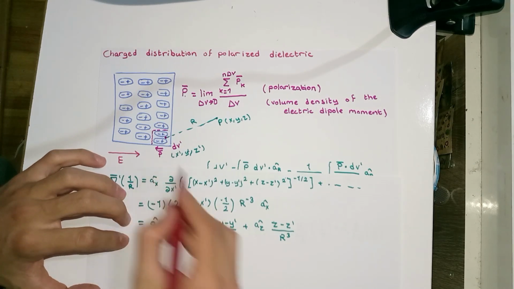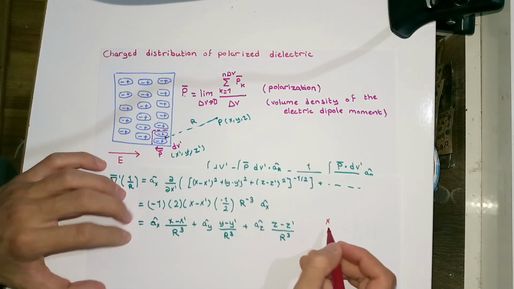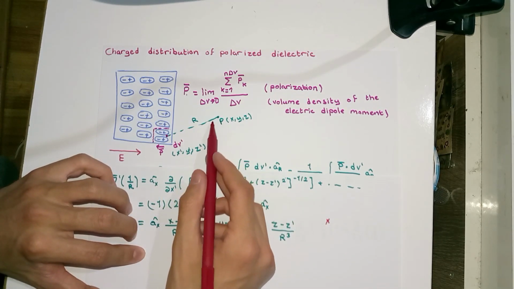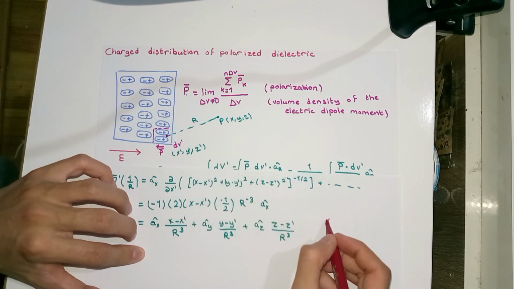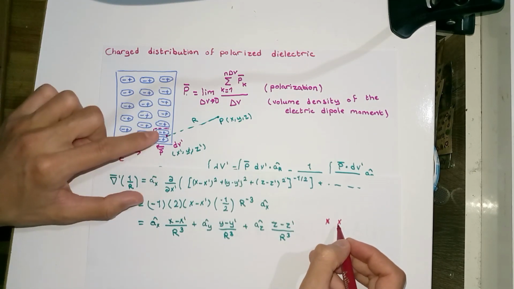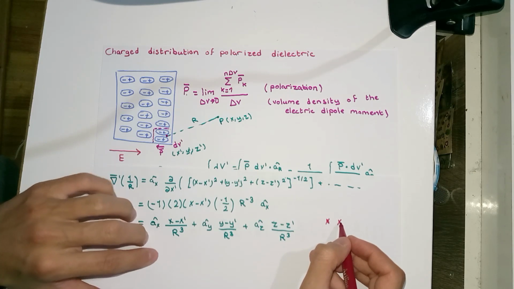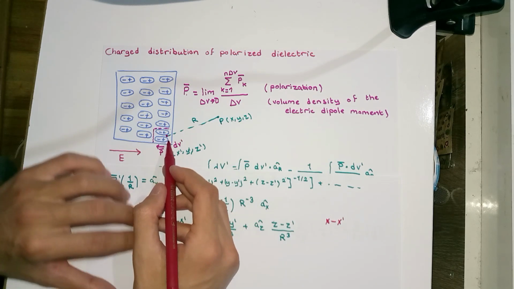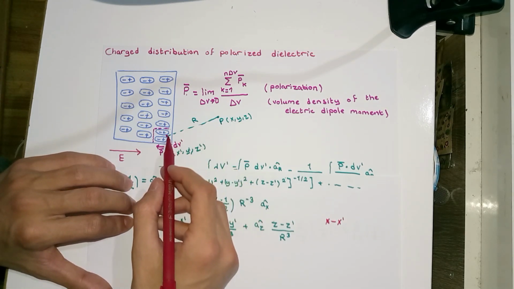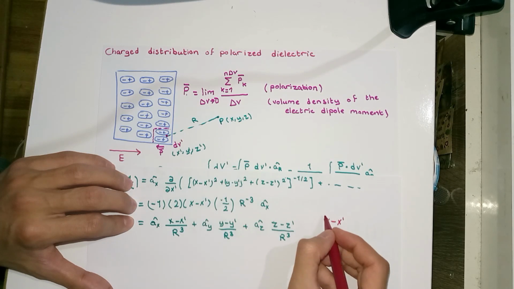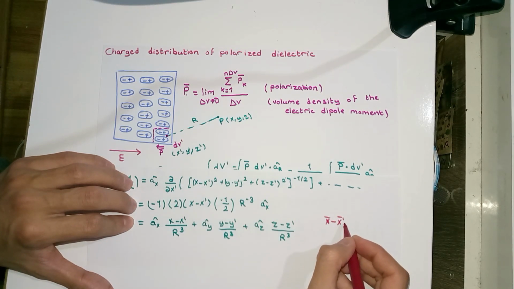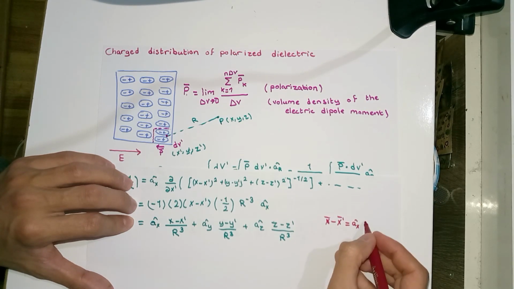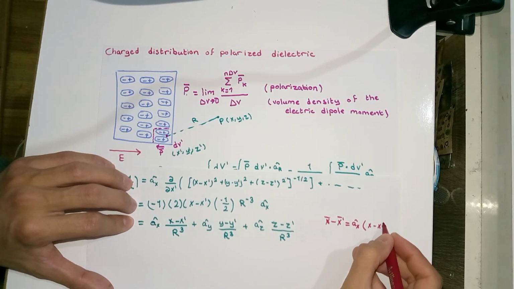Just notice that x is the location of P with respect to the x-axis, and x primed is the location of this point inside the dielectric with respect to the x coordinate. So x minus x primed is the displacement in, let's say, the horizontal axis. X minus x primed is a vector, and this vector is equal to a sub x, which is the unit vector, times x minus x primed.